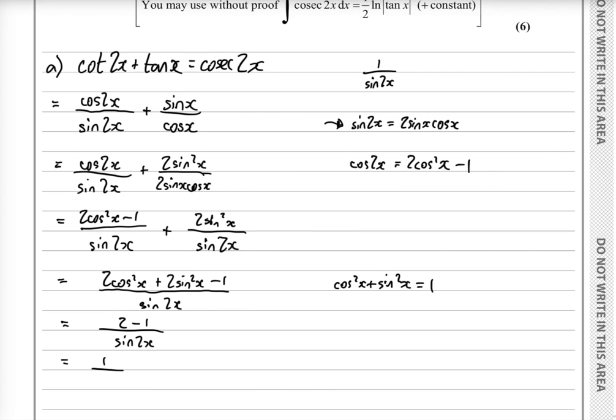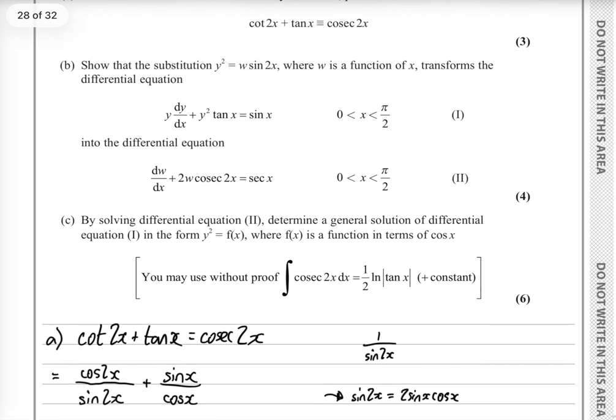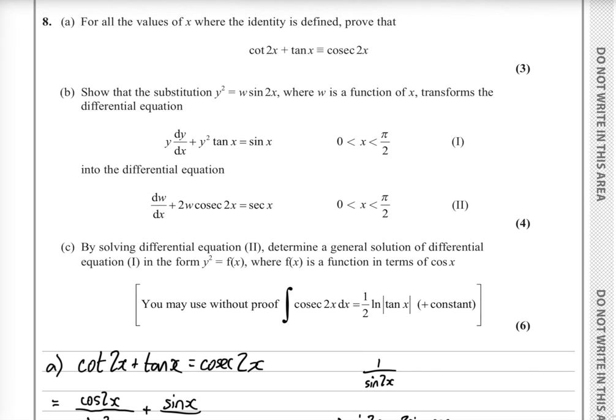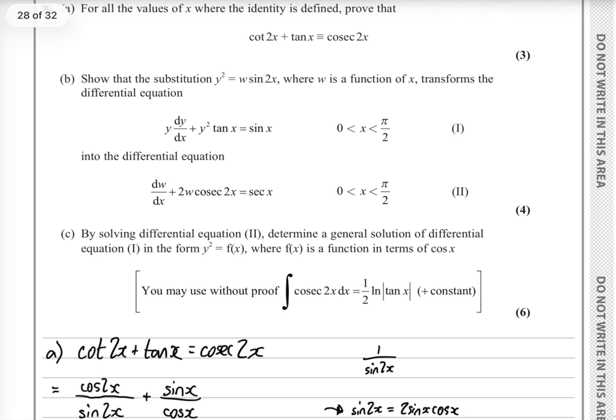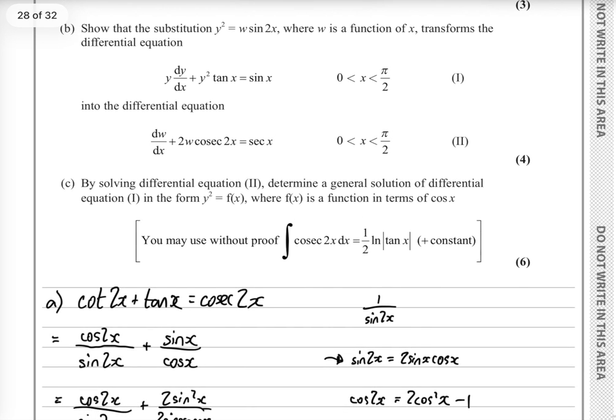And that is equal to 1 over sine 2x, which is what we needed, because that's the same as cosec 2x. The identity has been proved. Part B, show that the substitution y squared equals w sine 2x, remembering that we've just proved something to do with sine 2x, where w as a function of x transforms the differential equation 1 into the differential equation 2.